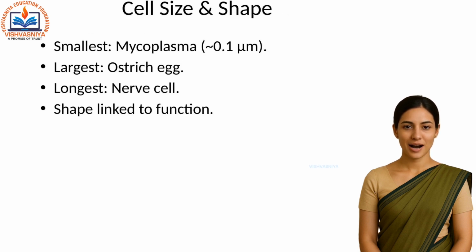Let's also talk about size and shape. The smallest cell is mycoplasma, just 0.1 micrometer. The largest is the ostrich egg. The longest is the nerve cell, stretching up to a meter in large animals. And shape is always linked to function. Nerve cells are long and branched for carrying messages. Muscle cells are elongated for contraction.